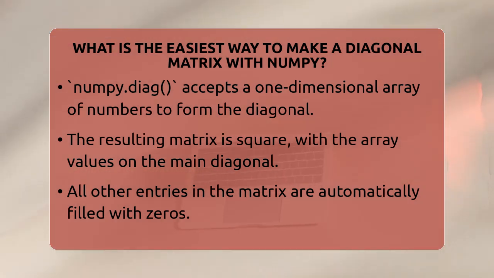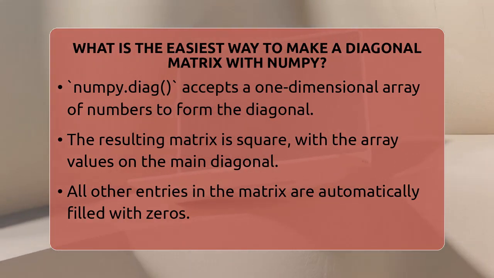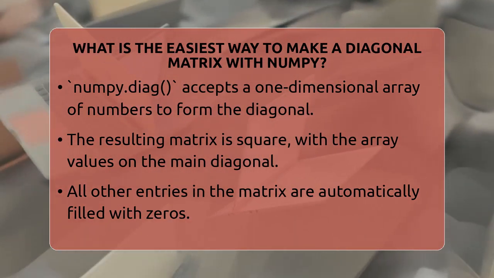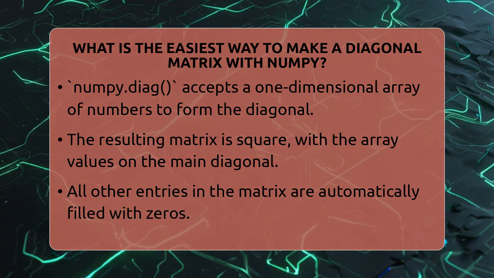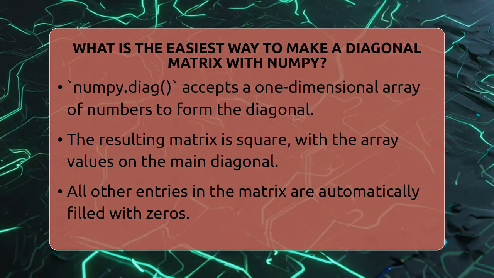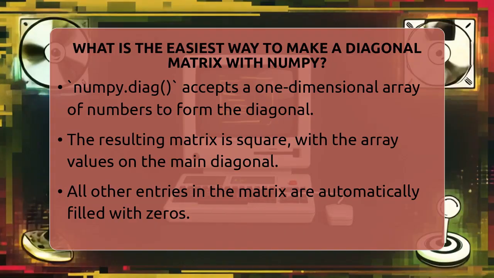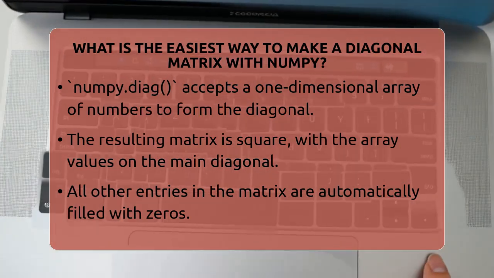Here's how it works step by step. First, you create a one-dimensional array with your desired diagonal values. Then, you call numpy.diag and pass that array as an argument. The function will return a new two-dimensional array that is a square matrix with those values on the diagonal. You can see this in action with a simple example.